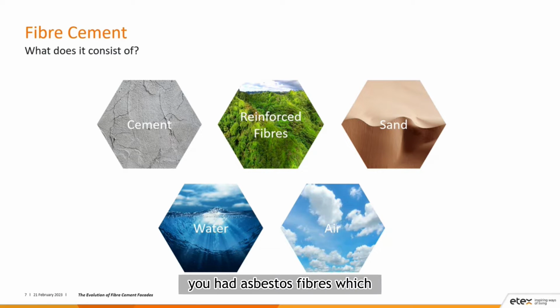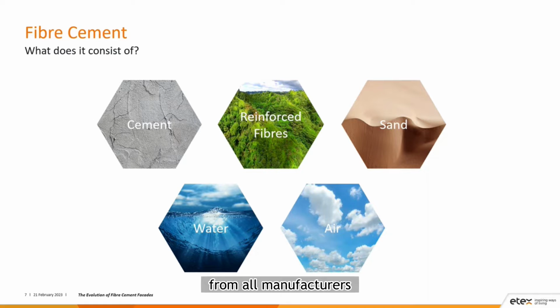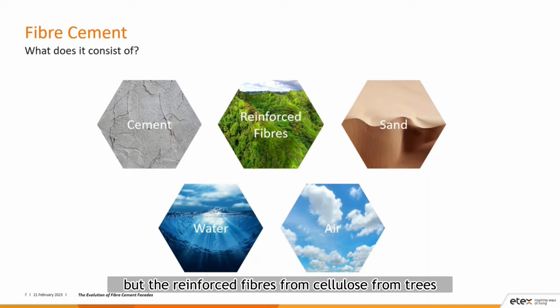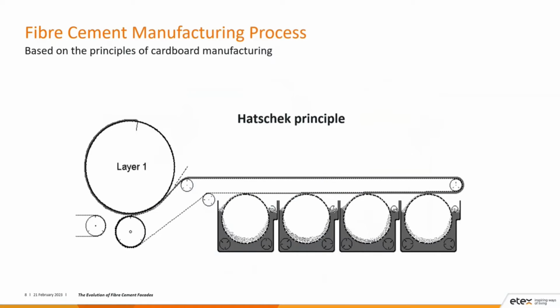In the past, you had asbestos fibres, which were widespread throughout the world. Those were replaced with cellulose fibres from all manufacturers. Some manufacturers had different dates, but the reinforced fibres from cellulose from trees are what's used in fibre cement.